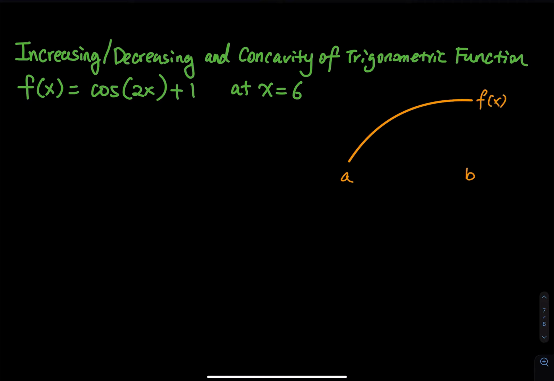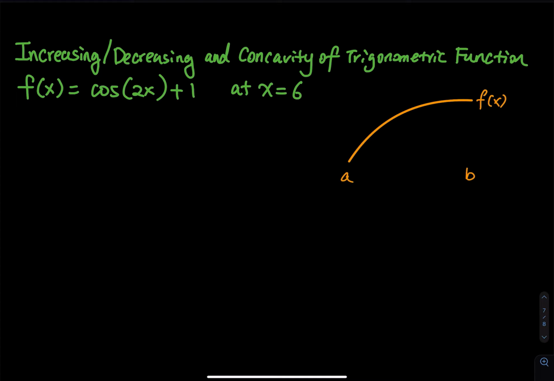This f of x is increasing from x equals a to x equals b, and then the curve is concave down. Concave down, imagine you have a bowl facing downward, that is concave down. A bowl facing upward, that is concave up. A function that you can think about is f of x equals x squared, so that is a parabola facing up, that is concave up. And then if you have f of x equals negative x squared, then the parabola is facing down, that is concave down.